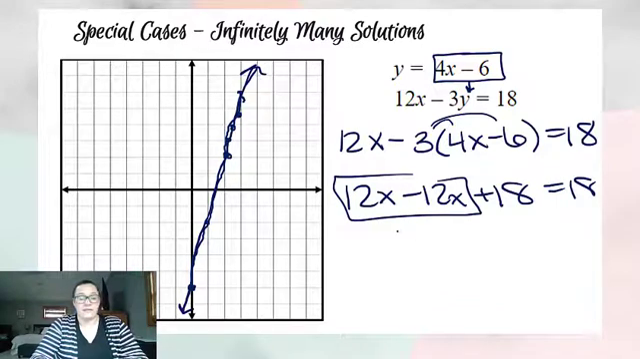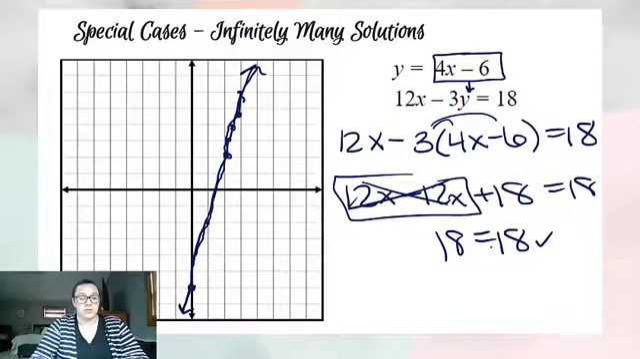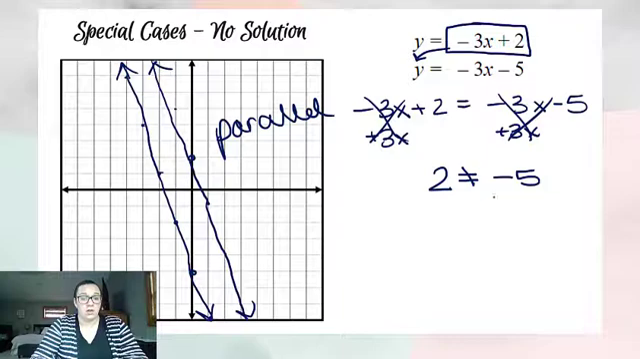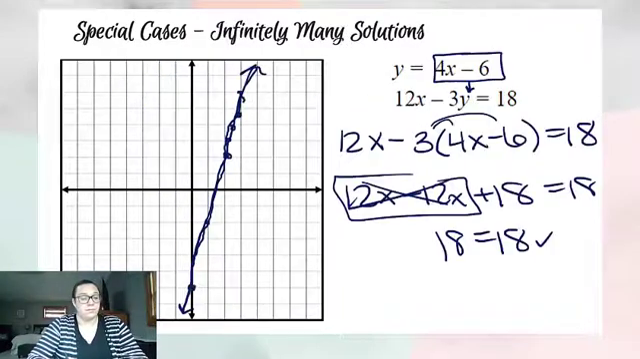12x minus 12x, if I combine like terms, goes away. So I'm left with 18 equals 18, which is always true. So therefore, since something is always true, there are infinitely many solutions. Compared to the last one, if there's something that is false, then there's no solution.